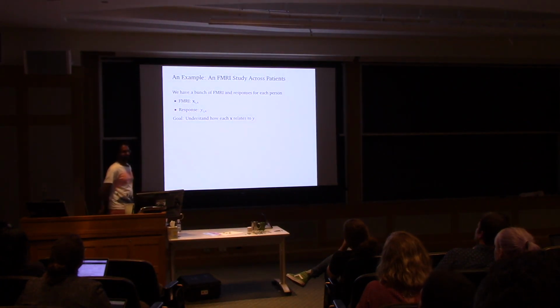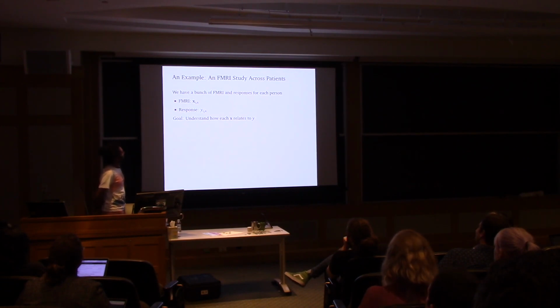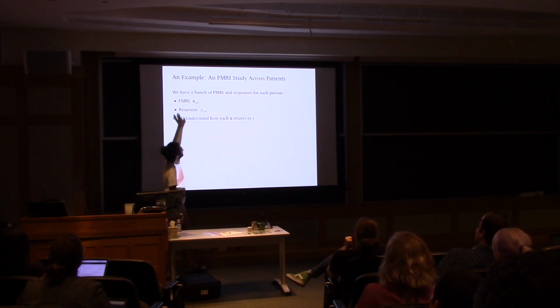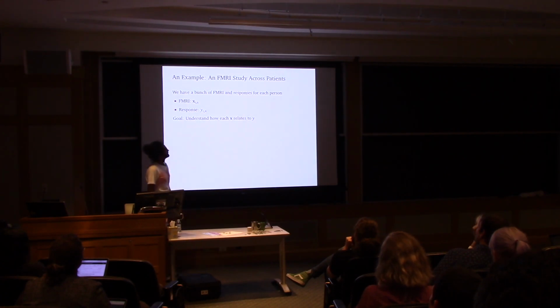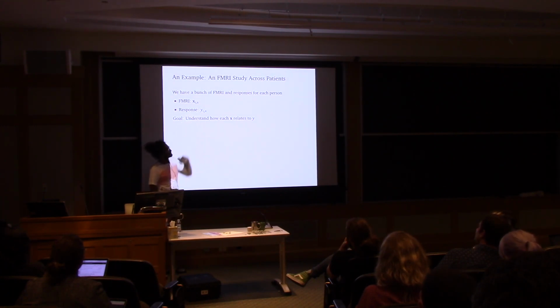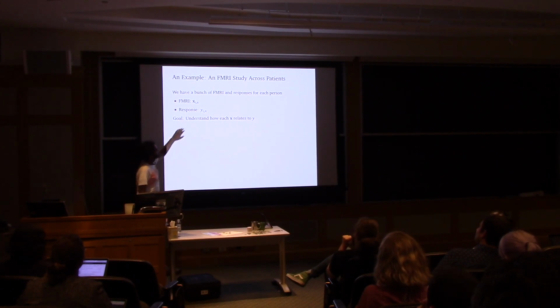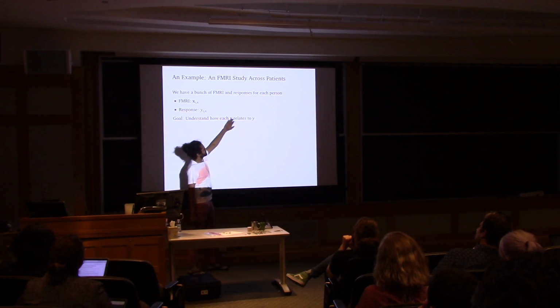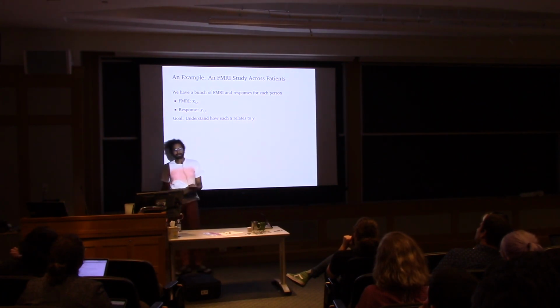Now we're going to get a little bit annoying. It's getting towards the end. Let's just assume that we have a bunch of fMRI and responses for people. So the fMRI are just these bold X's. i is the index of a person, n is the index of a sample, and I have responses associated with it as well. And the abstract goal is to understand how each of the X's relates to its corresponding Y.